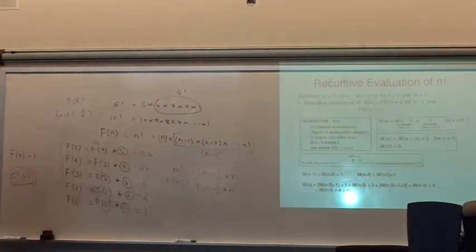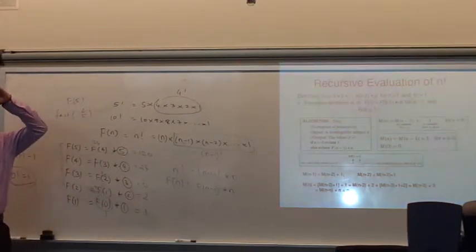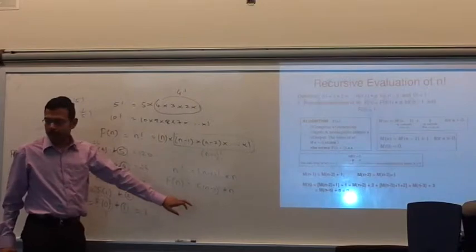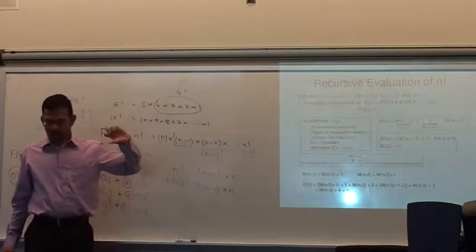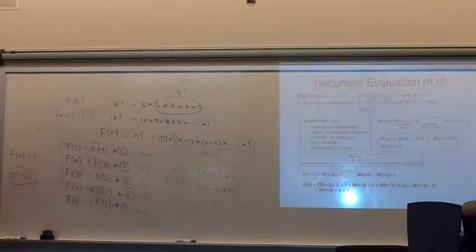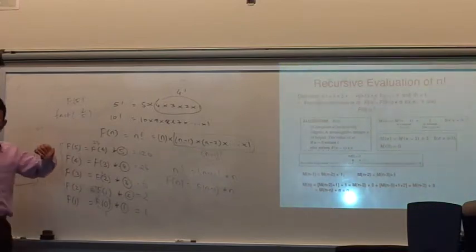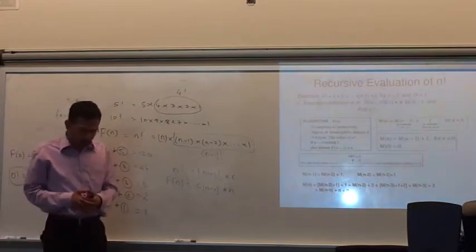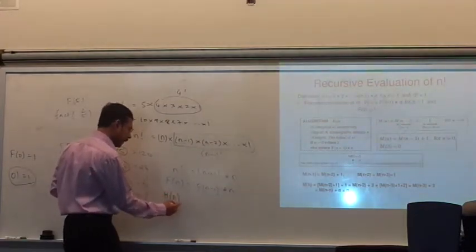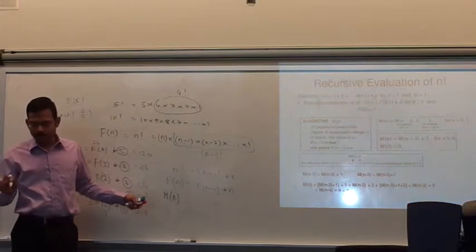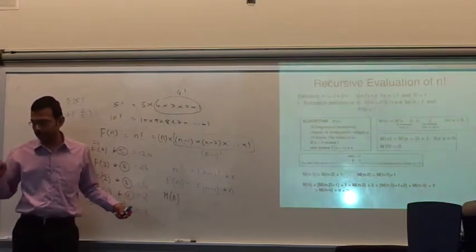So in terms of the basic operation, what do you think is the basic operation here? Multiplication, right? To find f of n, I need to find f of n minus 1 and do a multiplication with n. So each step, each recursion call actually, I'm doing one multiplication. So if I want to find the number of multiplications I need to do to find n factorial, m of n means what? The number of multiplications to find n factorial.